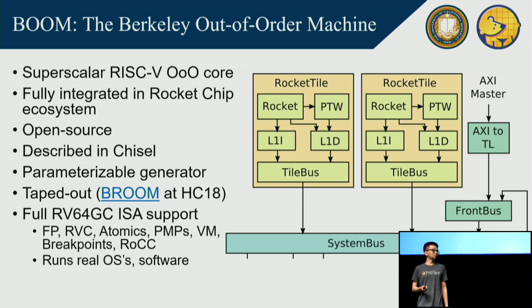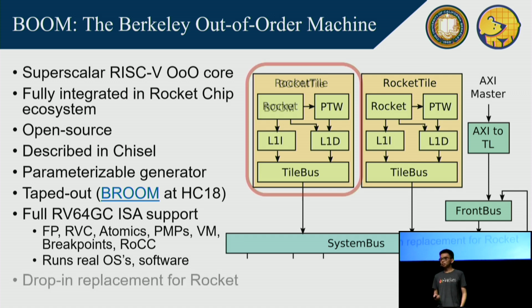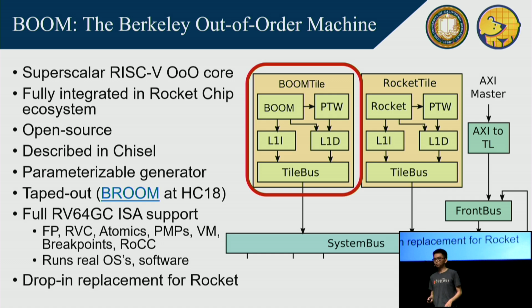And like Rocket, Boom also supports the full RISC-V 64-bit ISA with the standard extensions necessary to boot Linux. So I can take an off-the-shelf Fedora image and boot it on my Boom-based SoC, no problems, and run real applications and real workloads as well. We're also a drop-in replacement for Rocket, so fully compatible with the Rocket Chip ecosystem.